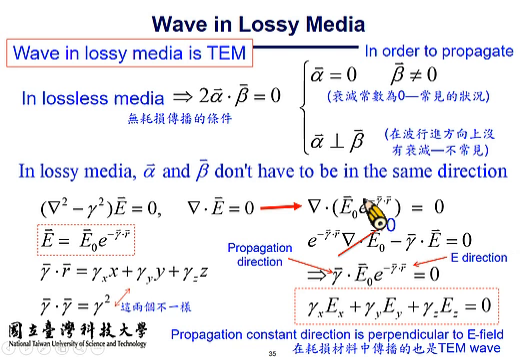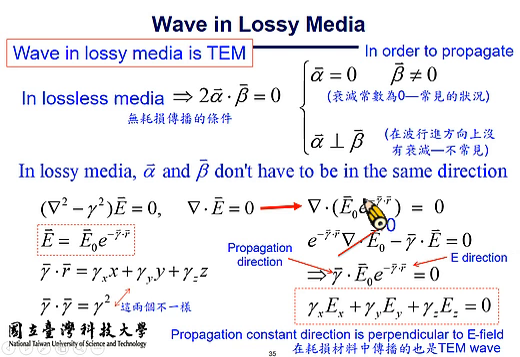So what is the implication of this result? 这个结果所指的物理意涵是什么？电场的振动方向跟传播方向必须要正交，对不对？Because the dot product of propagation constant and the E field equals 0, which suggests the propagation direction and the vibrating direction of the E field must be orthogonal.